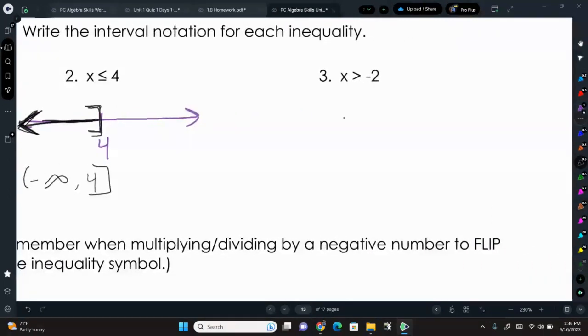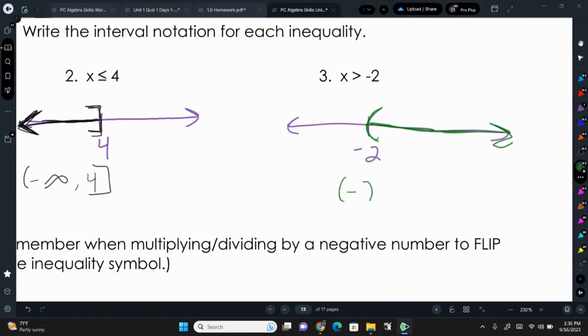And then x is greater than negative 2. So again, we're going to draw negative 2. Now, greater than means just a parenthesis, because negative 2 is not included. So parenthesis negative 2, comma infinity.